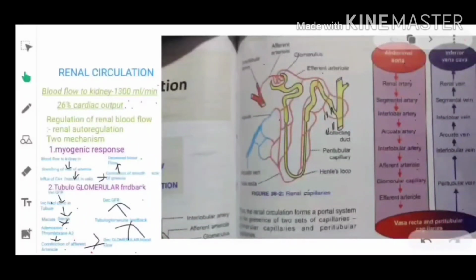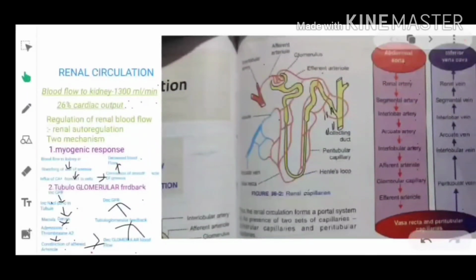In the myogenic response, blood flows into the kidney, due to which the wall of the arteriole gets stretched and an influx of calcium ions from the extracellular fluid into the cell occurs, due to which there is contraction of the smooth muscle of the arteriole, and this leads to decreased blood flow. So, how does the kidney regulate the blood via the myogenic response?